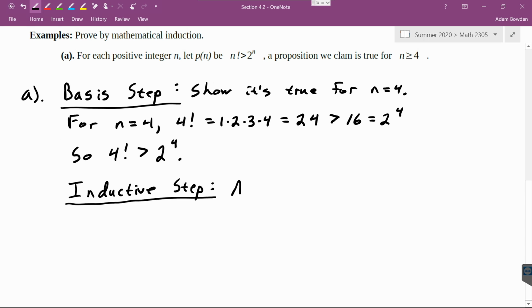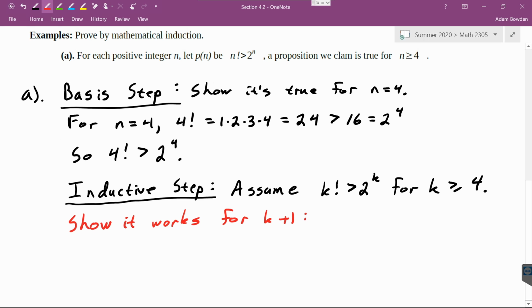For the inductive step, we're going to assume that it's true for k. Assume k factorial is greater than 2 to the k power for k greater than or equal to 4. Now, once we assume that it's true for k, we have to show that it's also true for k plus 1. And by that I mean we have to show that k plus 1 factorial is greater than 2 to the k plus 1.